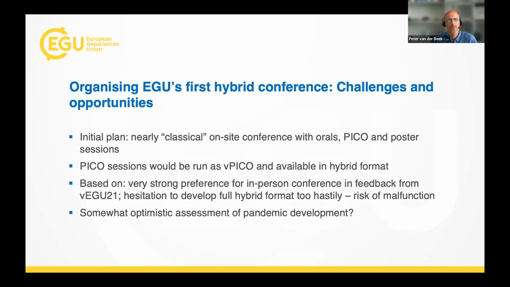First of all, there appeared to be a very strong preference for an in-person conference in the feedback that we received after vEGU21. There was also a certain hesitation to develop a full hybrid format too hastily, given the logistic and personnel constraints that EGU has and was facing. We'd rather develop something less ambitious, but which we were sure would work, than go too ambitious and risk malfunctioning. And probably, as this was all happening last summer, there was also a somewhat optimistic assessment of how the pandemic would develop in the months that are now behind us.